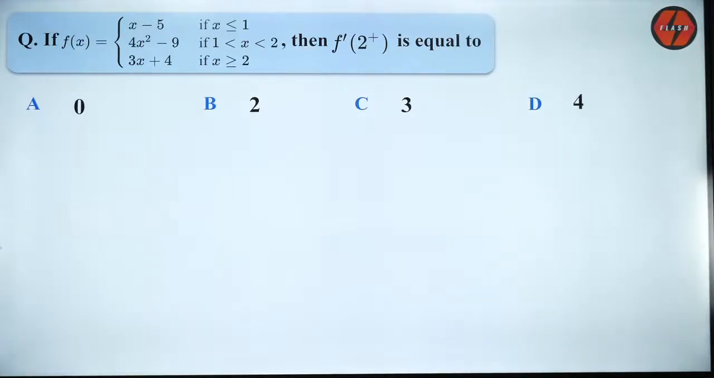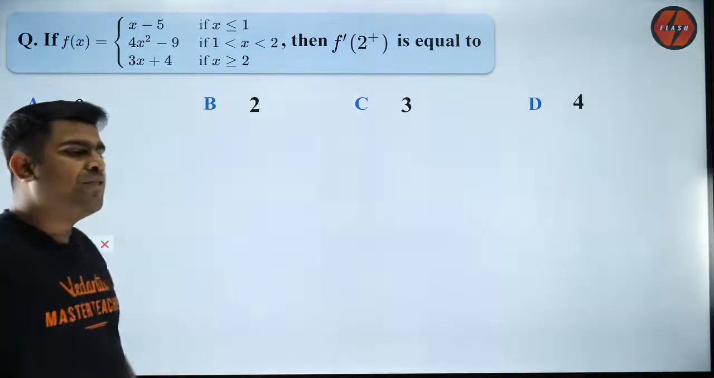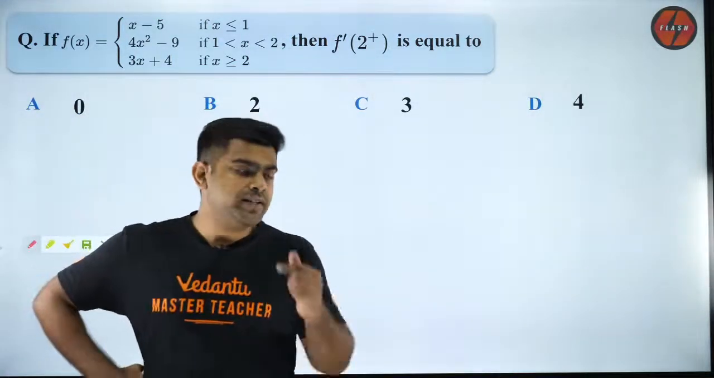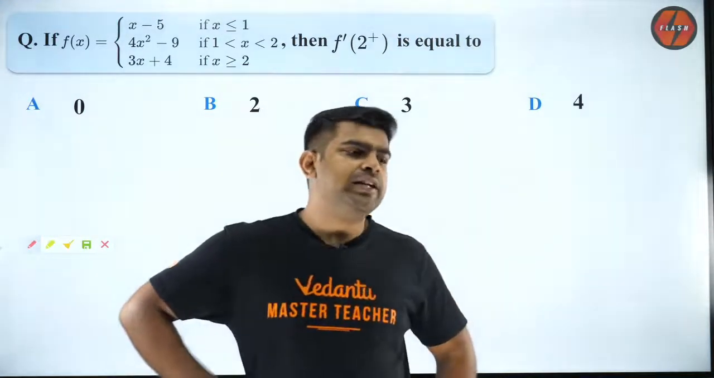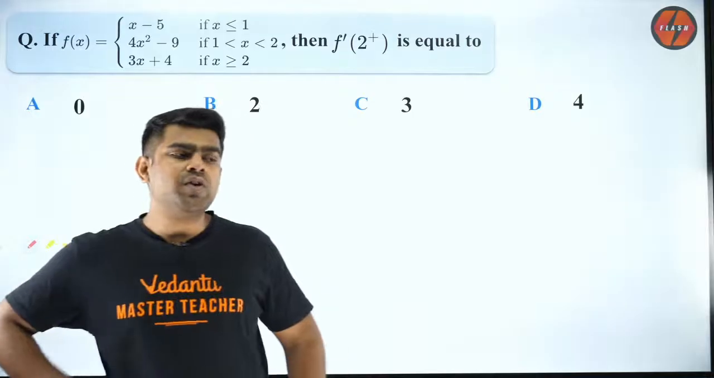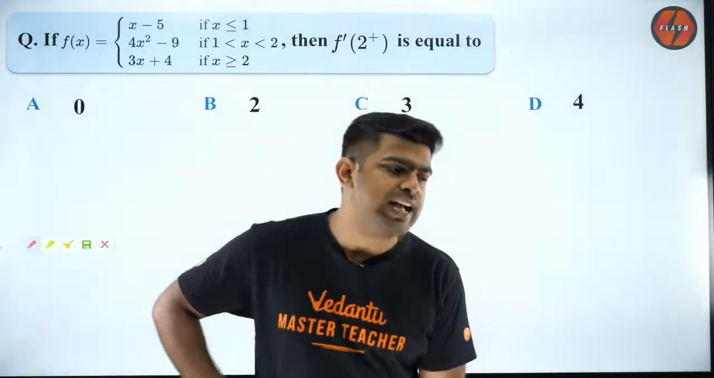Mayank says 3. Mayank is absolutely right. Very good, man. Superb. Mayank did it very fast. So how many of you have got the answer? Everybody? Achyut says C. Yes, that's correct. The answer for this question is option C, guys. It is 3, which is in fact the right answer.